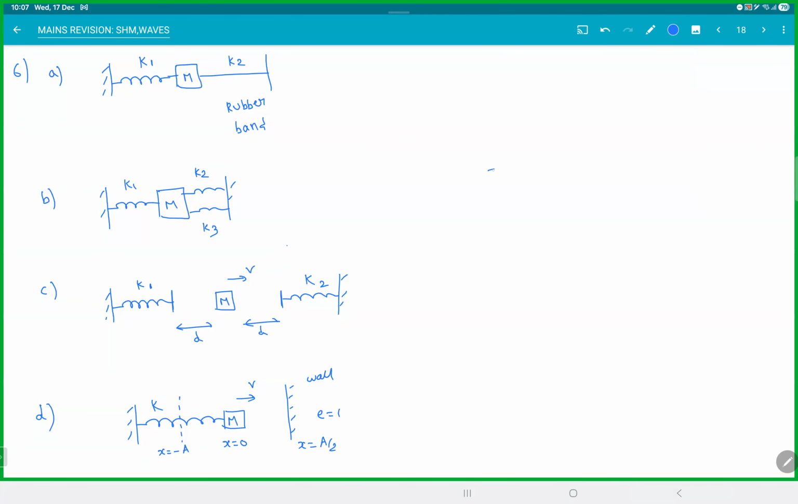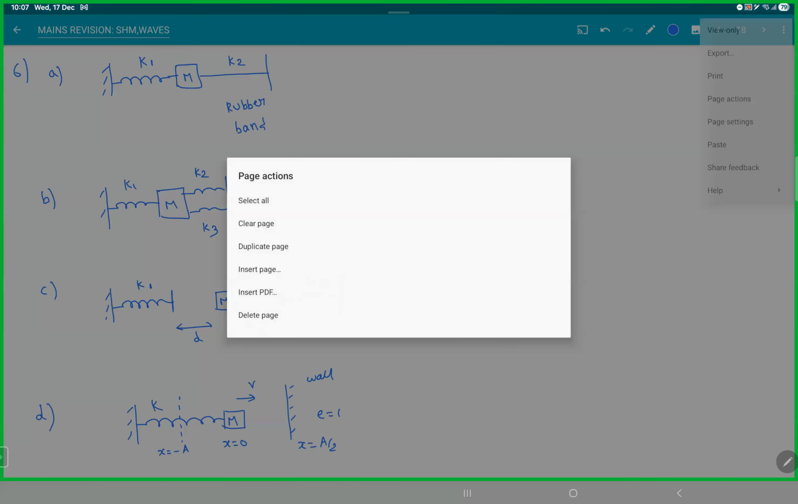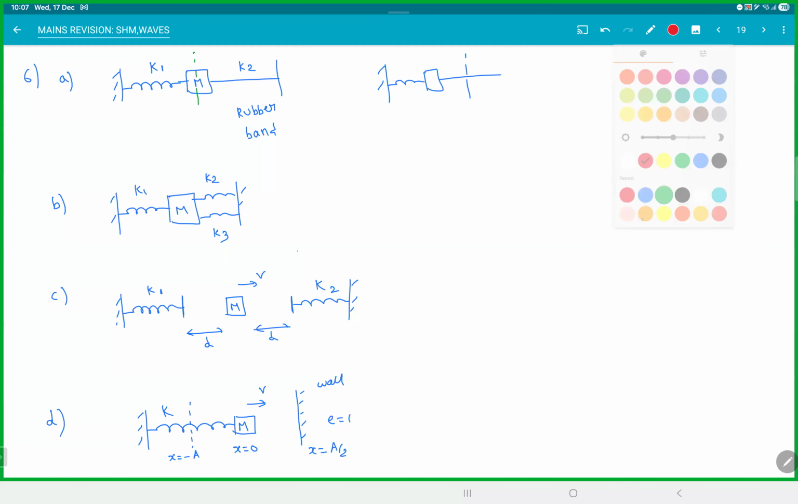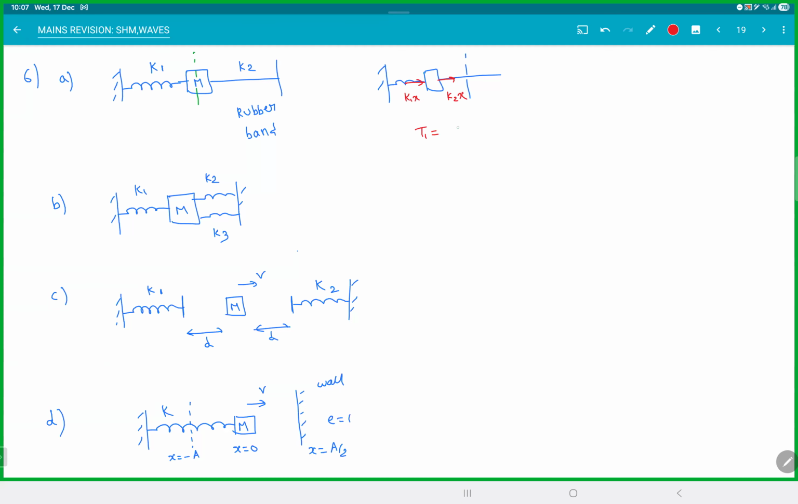Time period is 2 pi root m by k. Done. What else will you have? You need to see different models. What about this guy? See, when you're oscillating, there are two things here. When you're on the left-hand side, this spring will push. The rubber band also will pull. So the time period will be 2 pi root over m by k1 plus k2.